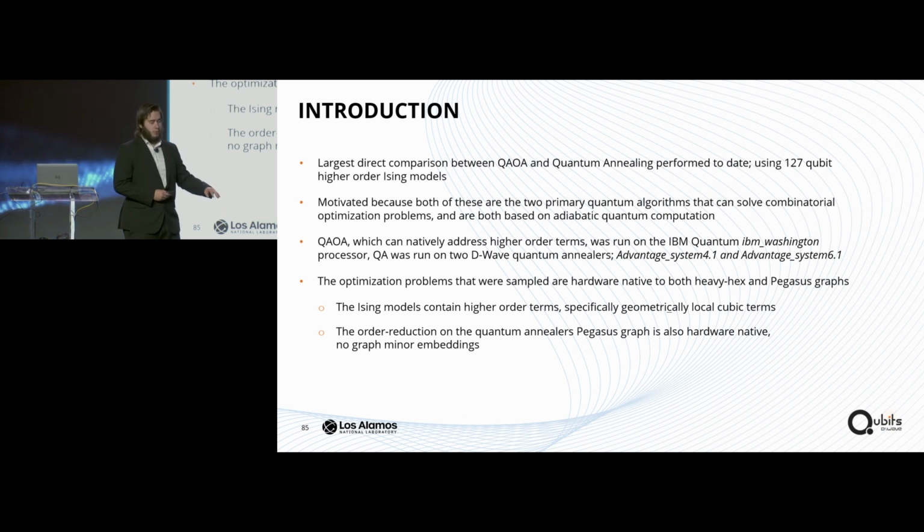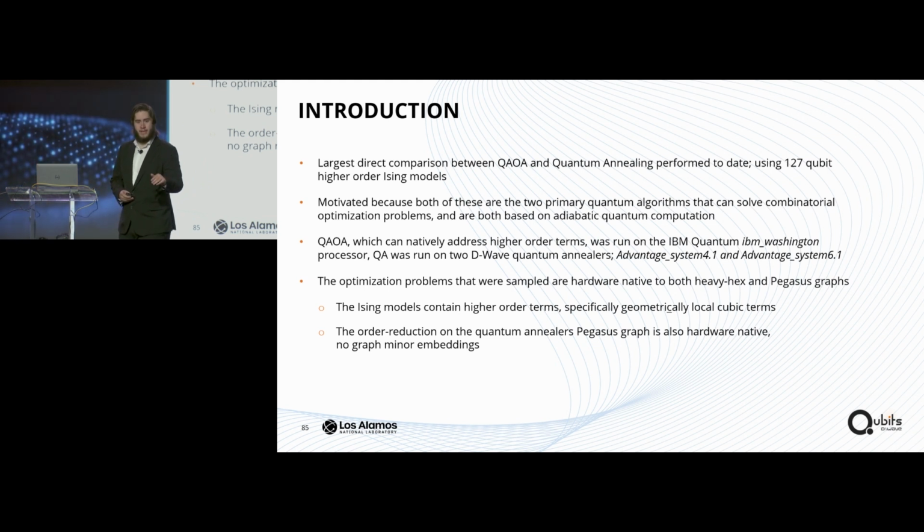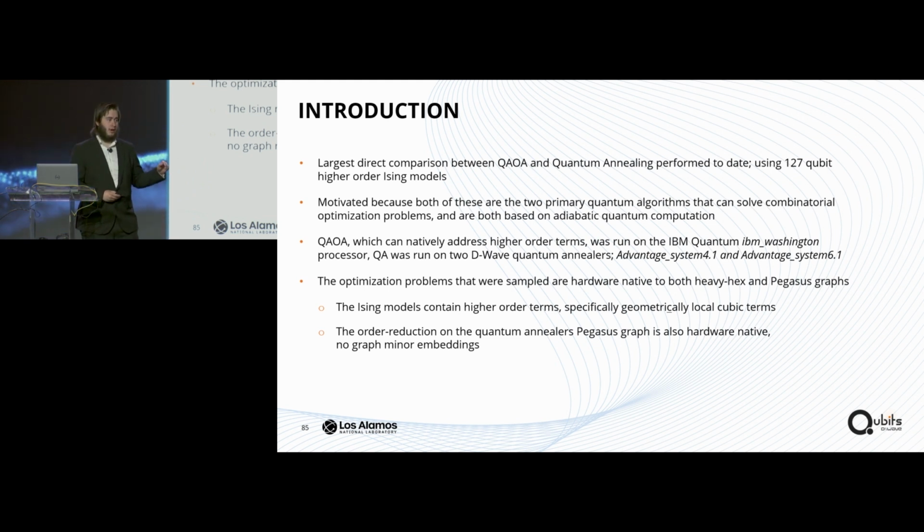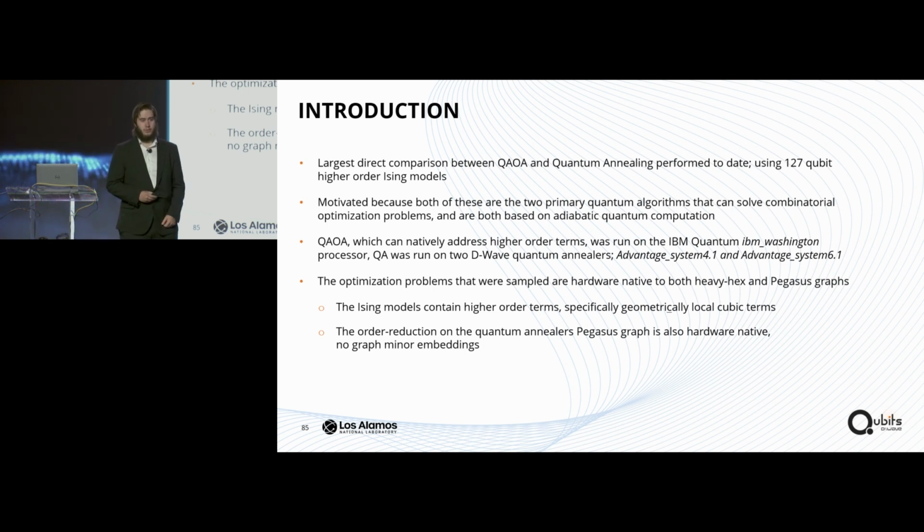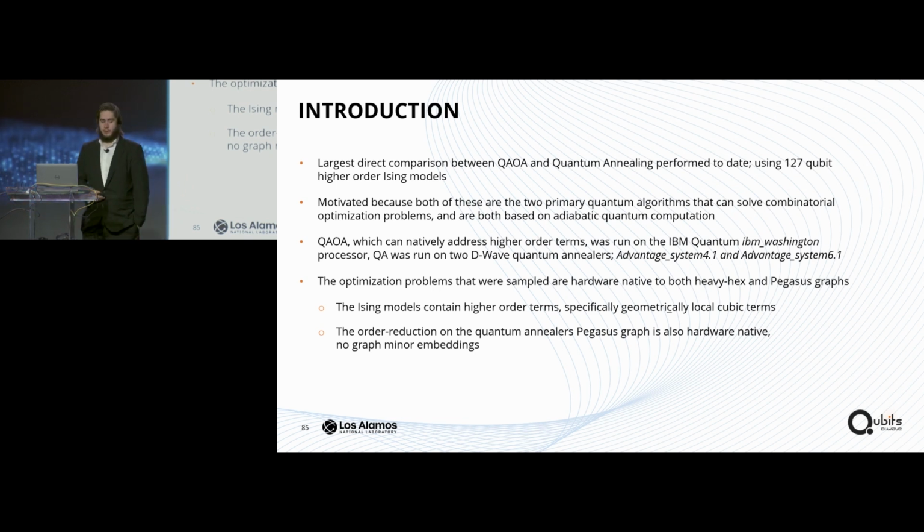So the optimization problems that we sampled are hardware compatible to both the heavy hex graph. Heavy hex is the name of the hardware graph of IBM Washington, and the Pegasus graphs, which are the names of the hardware graphs for the D-Wave processors. The Ising models, so the optimization problems that we looked at, contain higher order terms, specifically geometrically local cubic terms. This essentially makes the optimization problems harder.